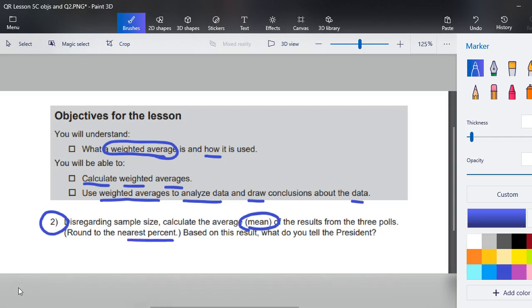Starting with question 2, disregarding sample size, calculate the mean of the results from the 3 polls, round to the nearest percent, and so based on these results, what are you going to tell the president? Hit pause, and I'll join you back at the first part where the chart was. I'll have that back up on the screen.